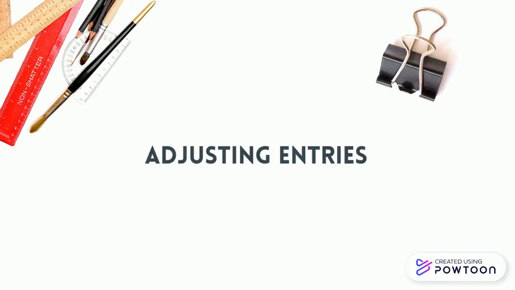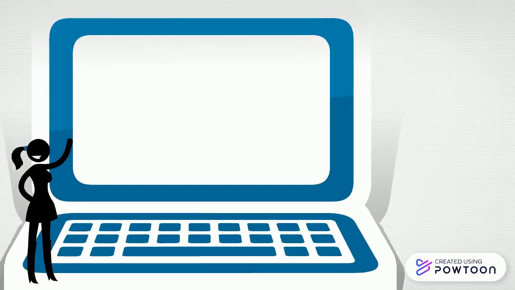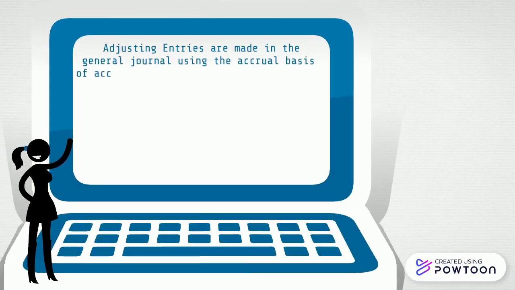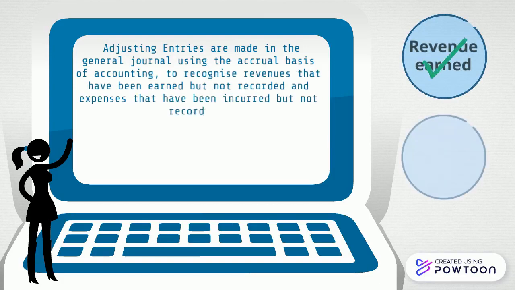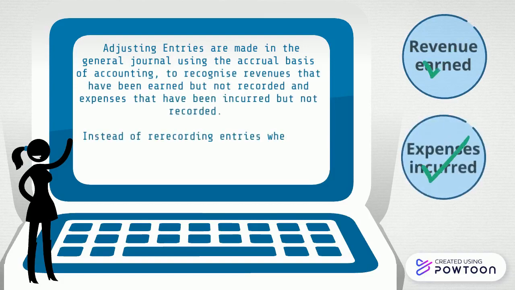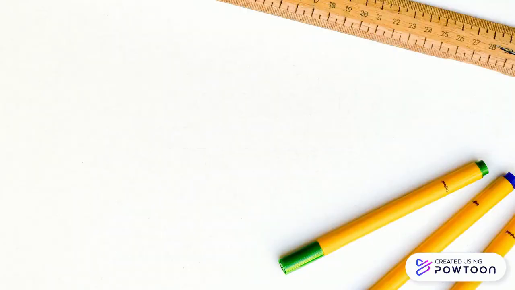Adjusting entries. What is an adjusting entry? Adjusting entries are made in the general journal using the accrual basis of accounting to recognize revenues that have been earned but not recorded and expenses that have been incurred but not recorded. Instead of re-recording entries when the accounts involved need to be changed, a new journal entry is generated which displays an adjustment.